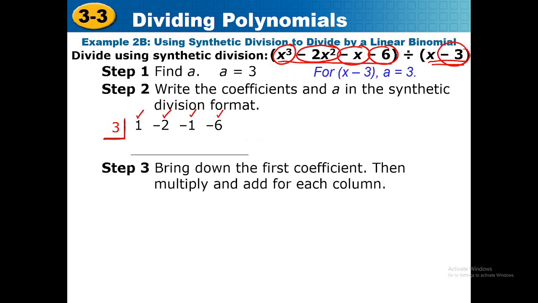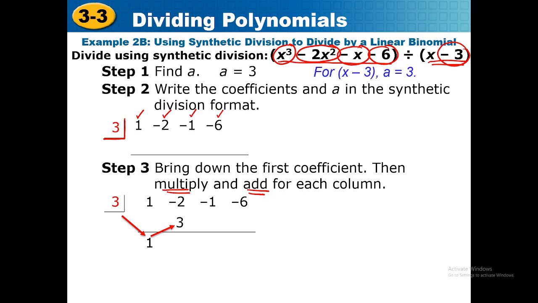Next, let's do step number 3. The first thing to do is bring down the first coefficient. What's the first coefficient there? 1. Bring down 1. Then, multiply, add. Multiply, add. The process repeats. Look at the arrows here. Multiply 3 and 1. Write the product below the second number. So what's the product of 3 and 1? 3. All right, 3 below negative 2.